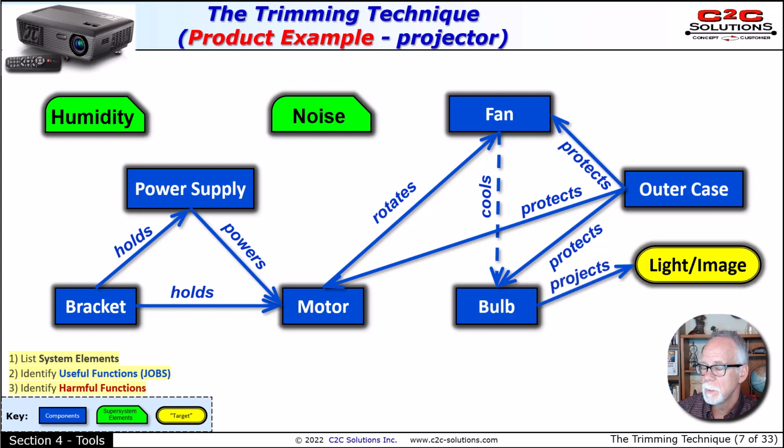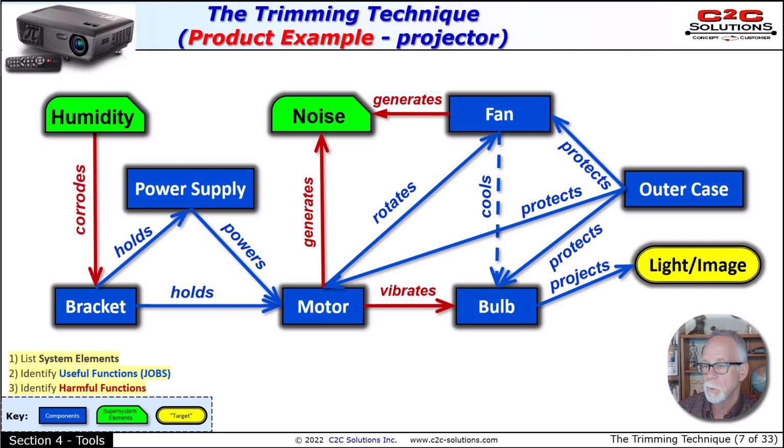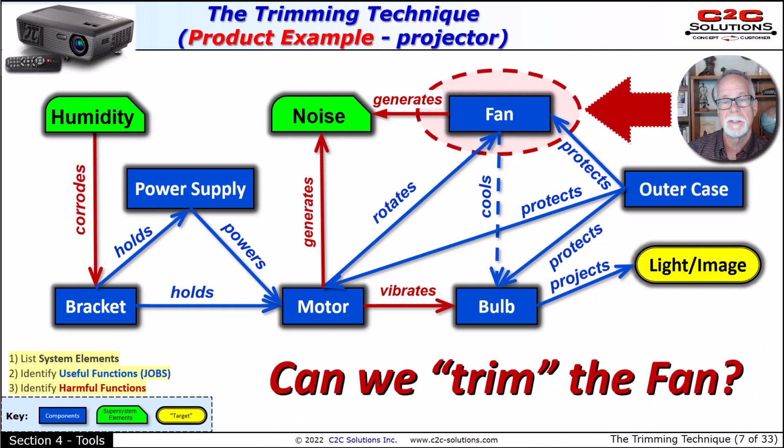We also want to identify any harmful functions, like the motor vibrating the bulb, and it also generates noise. The fan also generates noise. And the humidity corrodes the bracket. So this is a function model, and let's target something for trimming. If I were to ask this team, could you trim the fan? They're probably going to say no, because it has a job. Well, the truth of the matter is you can trim any part of any system. So let's see if we can figure out how to trim the fan.